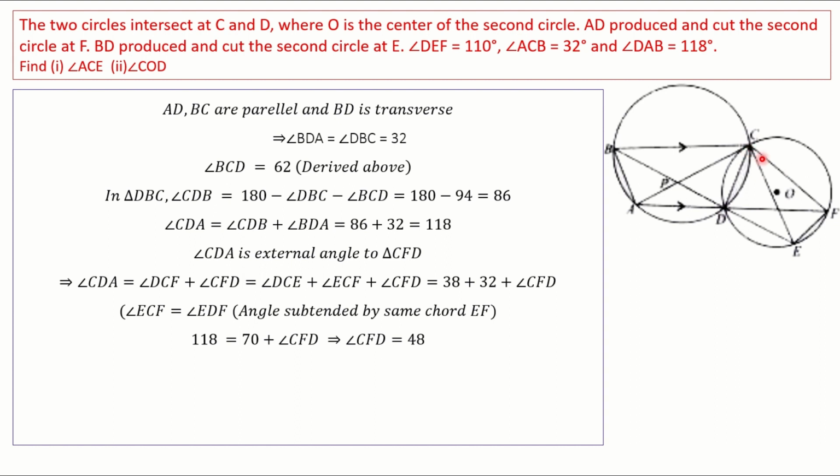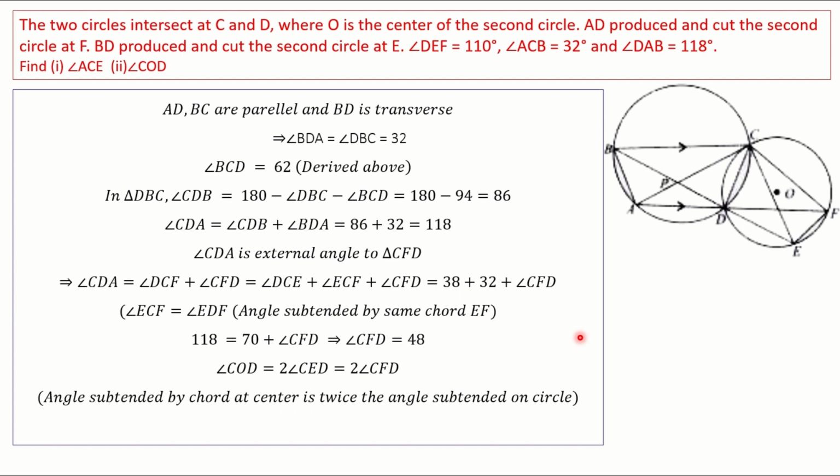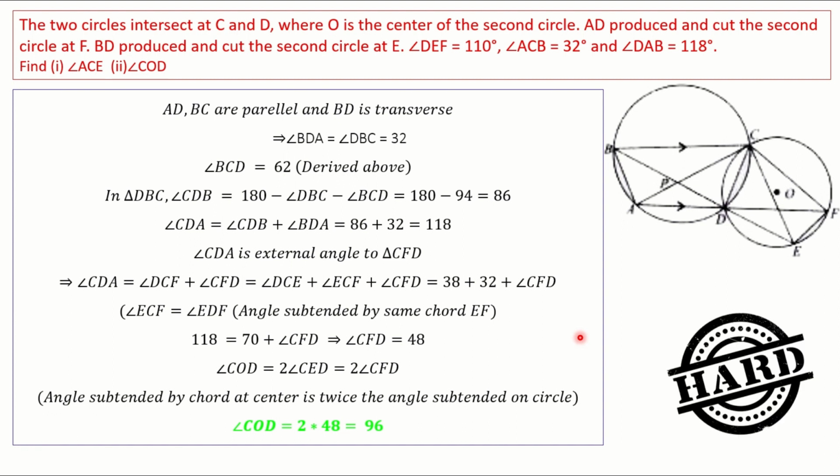Now we need to find angle COD, correct? COD is twice CED or CFD. Why? Because it is the same chord CD subtending an angle at the center O that is twice that subtended at point E or F. So now COD is 2 into 48, which is 96 degrees. So the problem looks very big, lengthy. You need to be careful in multiple calculations. That's why I would say this is at least hard.